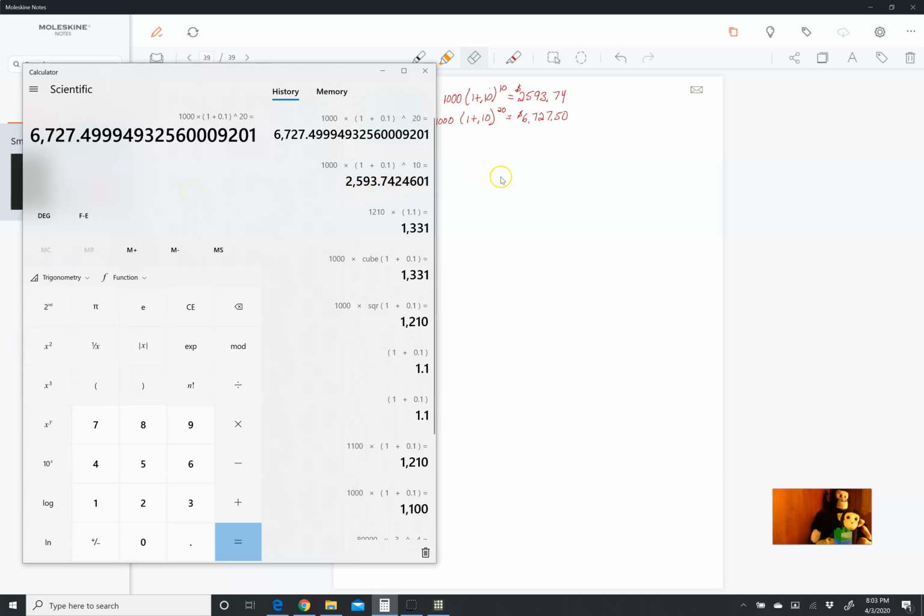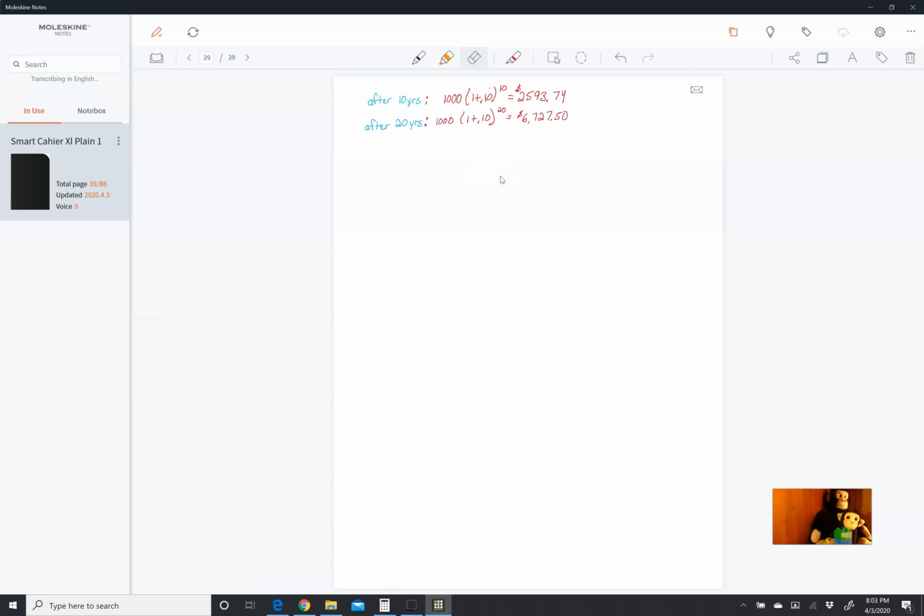Okay? So let's come up with a general formula. This is going to be our first formula. Our first formula is P equals P0 times (1 plus R) to the T. Okay, let's define what this means. P0 is your original investment.